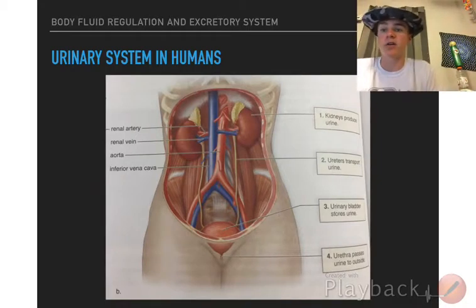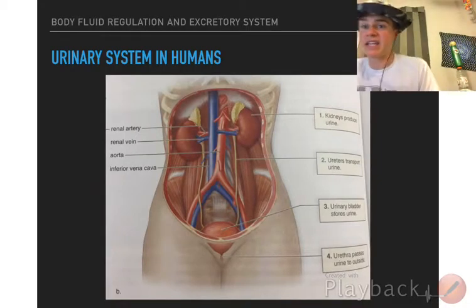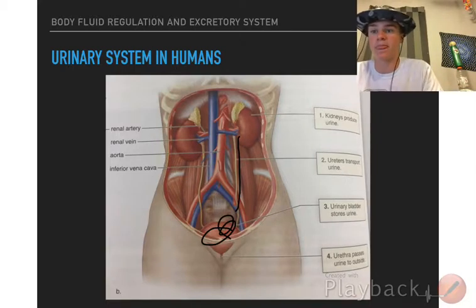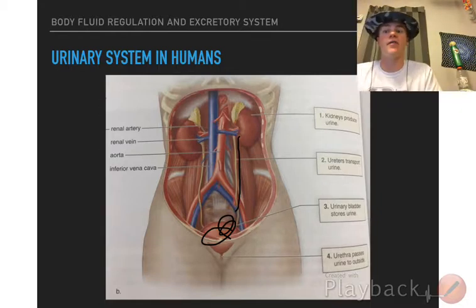And then in humans, our urinary system is pretty simple. You have the kidneys that produce the urine, the ureters here, these long strands that transport the urine, the urinary bladder stores the urine, you see right here, and then the urethra passes urine to the outside. Some important arteries and veins: the renal artery and the renal vein connect to the kidneys. The renal vein comes from the superior vena cava to the kidneys, and then the renal artery comes from the aorta.